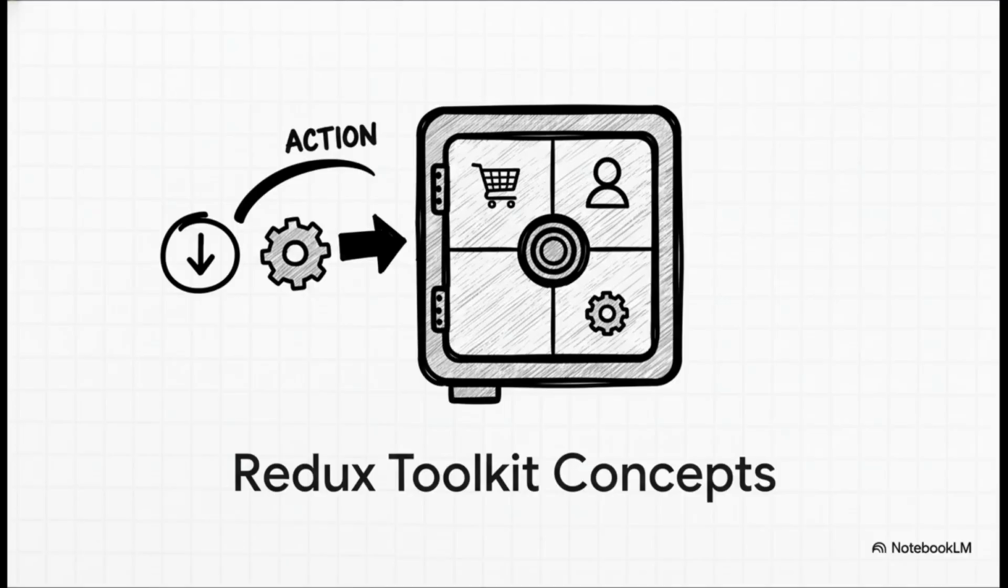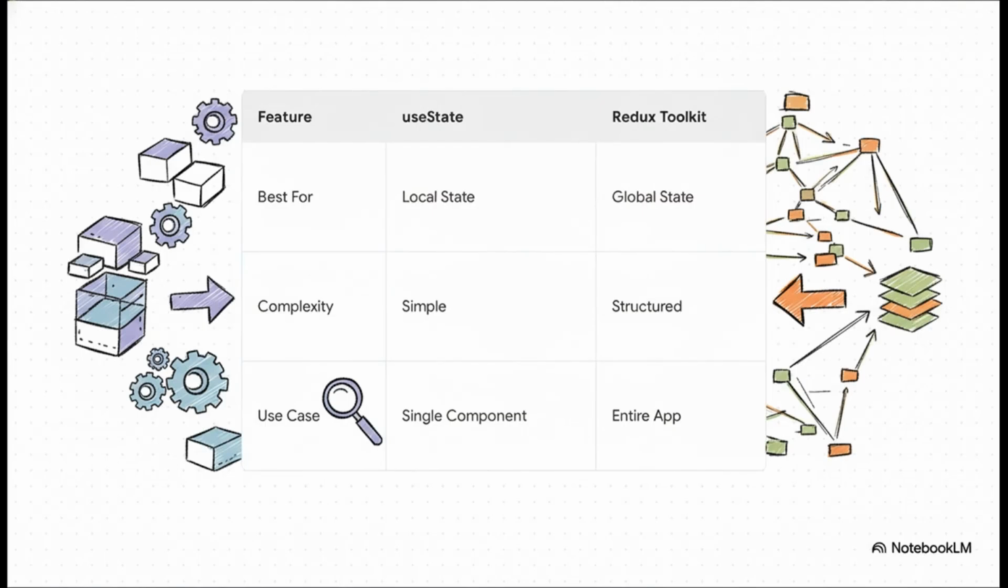Redux Toolkit keeps things organized with a few core ideas. You have the store, which is that central container for all your global data. You organize your logic into slices, which usually focus on one feature, like user profiles or a shopping cart. When something happens, you send out an action that just describes the event. And finally, a reducer is a function that hears that action and knows exactly how to update the state in the store.